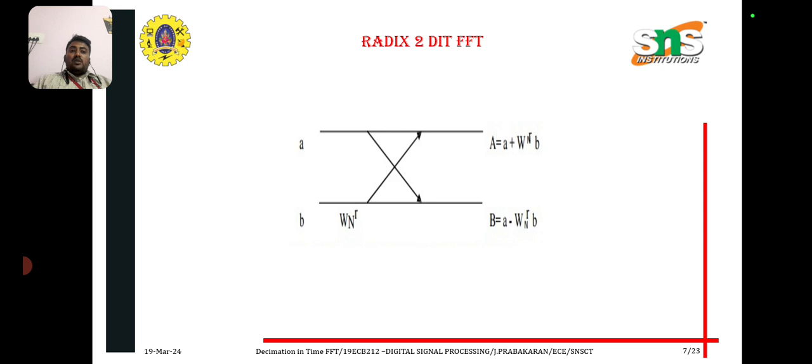Capital A equals small a plus twiddle factor multiplied with small b. Small a is one input and small b is the other input. Capital B equals small a minus twiddle factor multiplied with small b. This is the basic diagram for radix 2 FFT, the butterfly diagram.